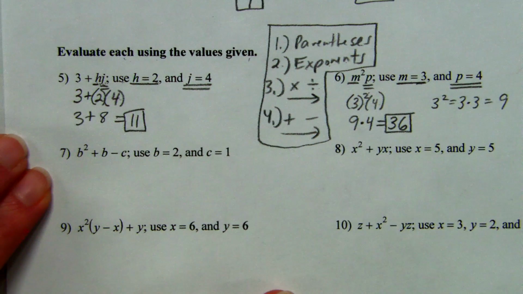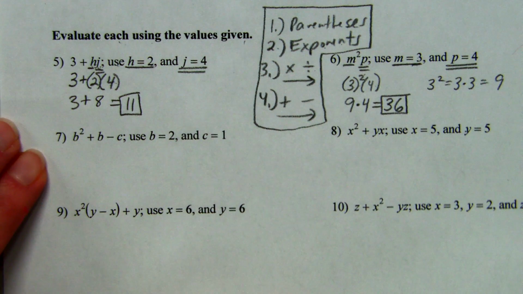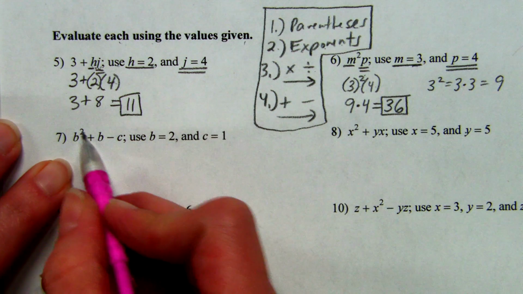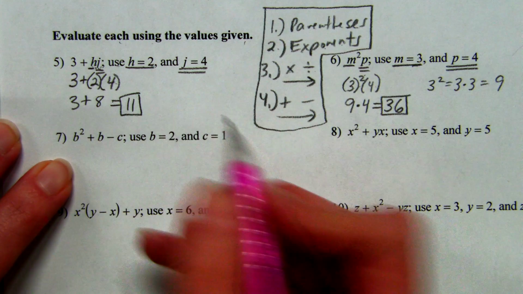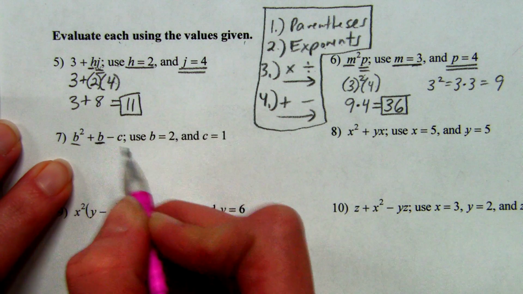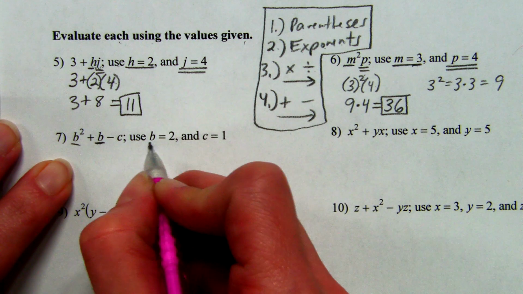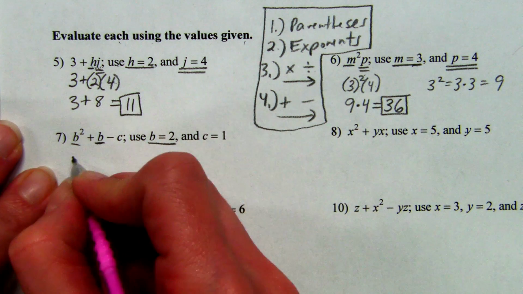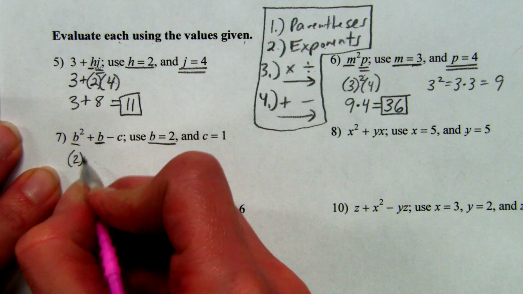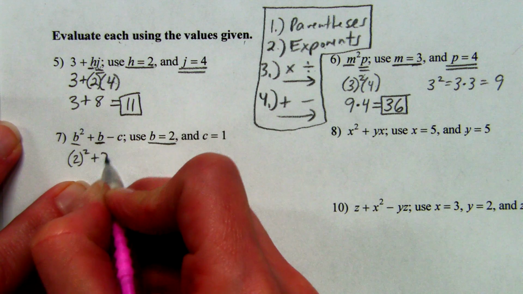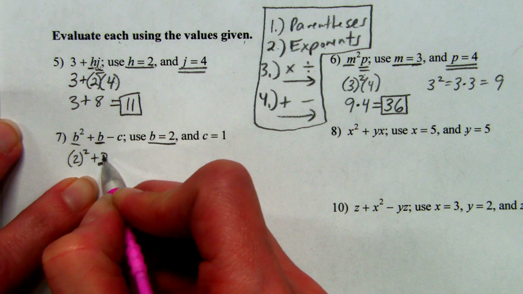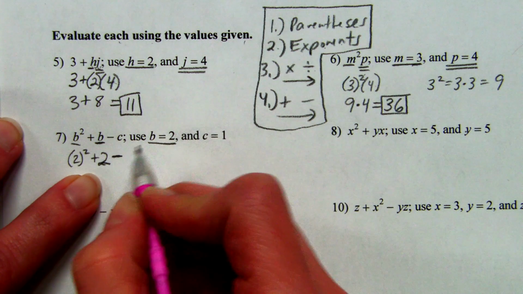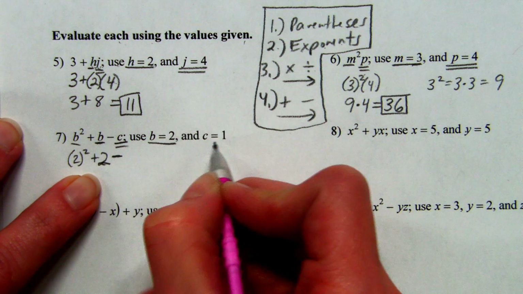Okay, so for number 7, we have b squared plus b minus c. So we have 2 b's in our formula. That's okay. They're both going to be 2. So when I put the 2 in, I'm going to have 2 squared plus 2. And I don't feel the need to put parentheses on that one. And then minus c, which is 1.